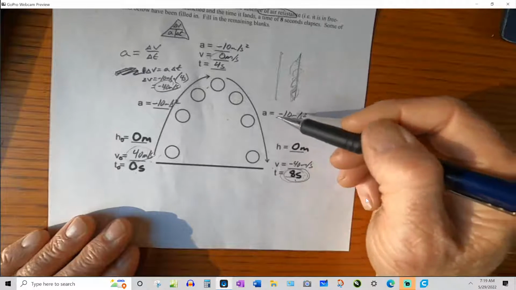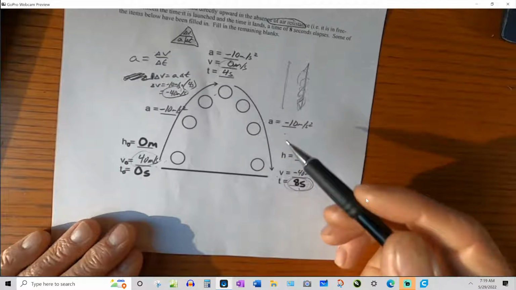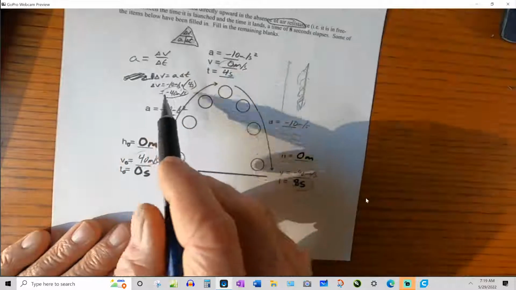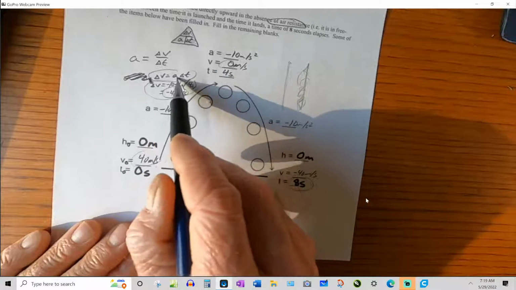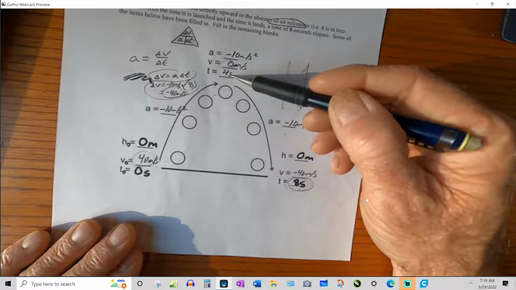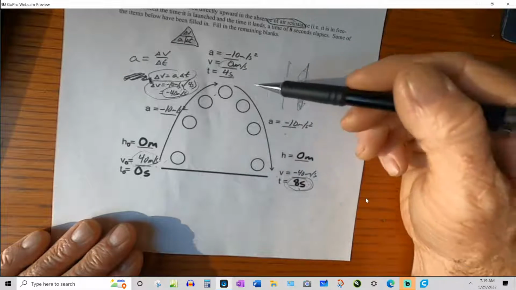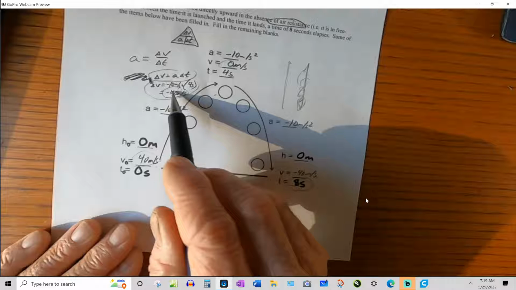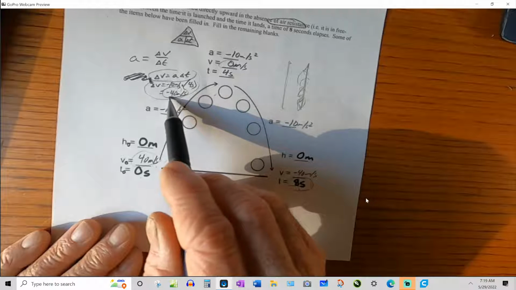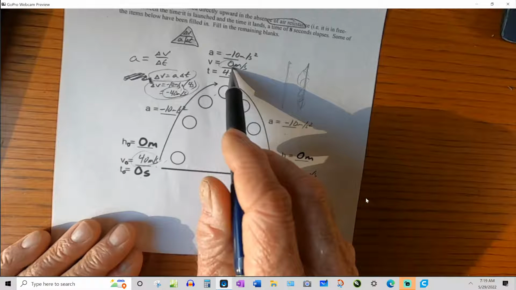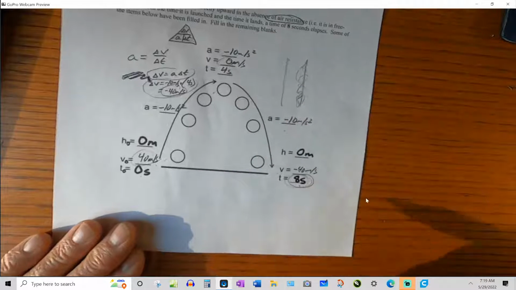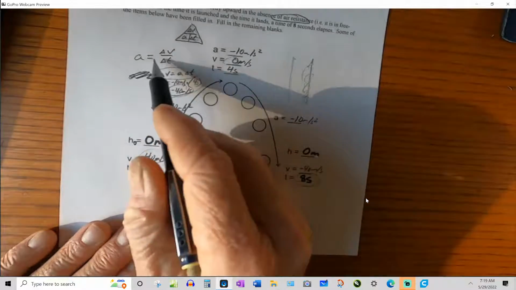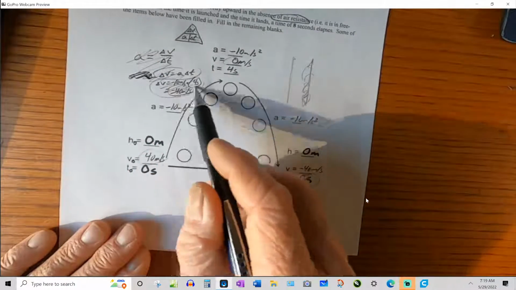Now, I could have done the same thing over here. I could have used this formula, delta v equals a times delta t. From here, 4 seconds to 8 seconds, that's a time of 4 seconds, and the change in velocity is also going to be negative 40. So if I start out at 0, and I have a change of minus 40, then that's going to take me to negative 40.